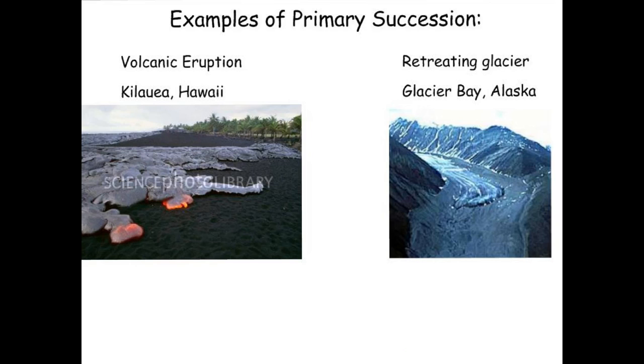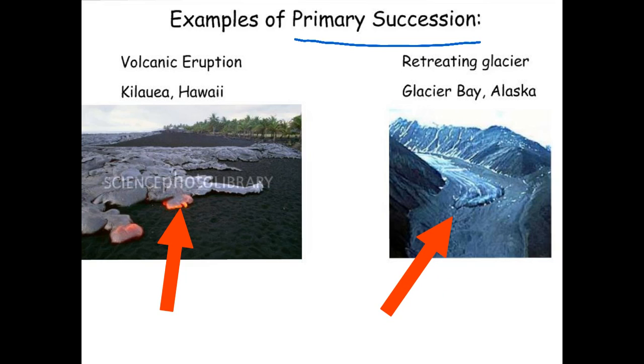Now, where would we see primary succession happening? Well, 2 good examples would be after a volcanic eruption, where all of the life was wiped out from the volcanic eruption, and new pioneer species would begin there. We would also see it in a glacier, where a glacier was retreating, and once the glacier retreats, then that bare soil and rock is exposed.